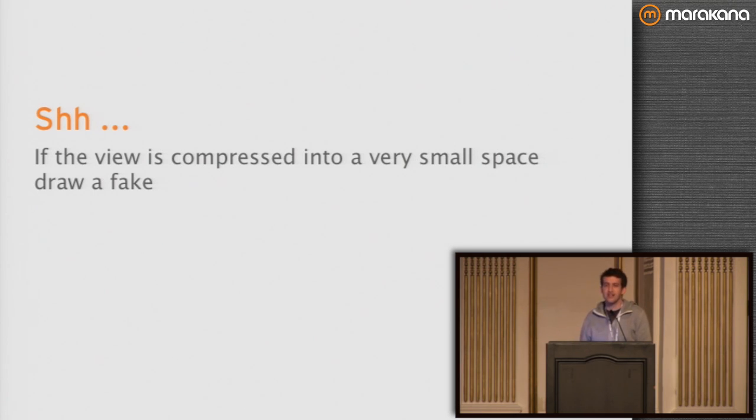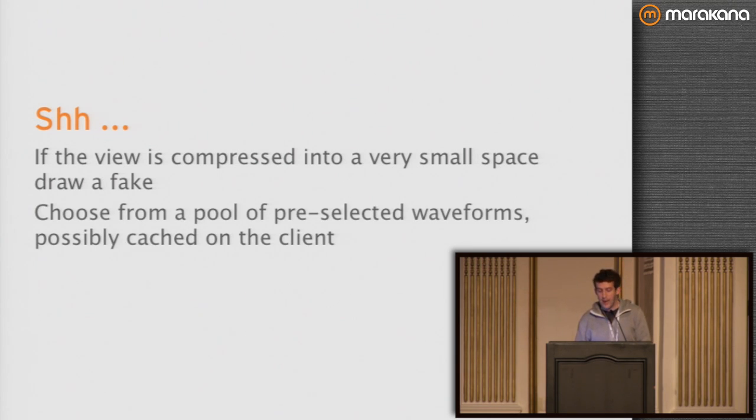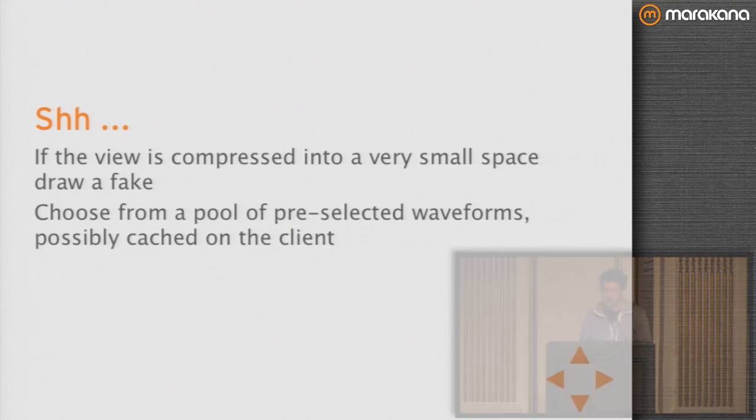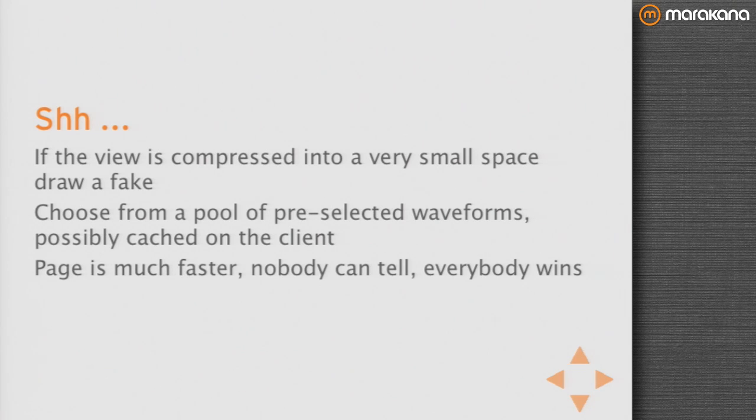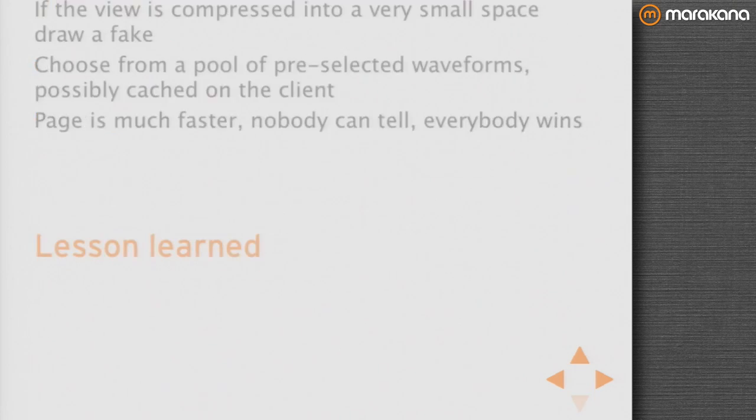But obviously, it doesn't make a difference if we draw the whole waveform out, right? People can't tell. It's not the point to analyze the waveform in such a small context anyway. So really, if the view is compressed into a very small space, just draw a fake. Choose from a pool of pre-selected ones, possibly cached on the client. The page is much faster. At that kind of level, you can't tell anyway. Everybody wins. So the lesson learned here is really illusions can go a long way.